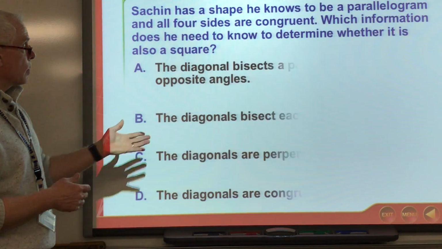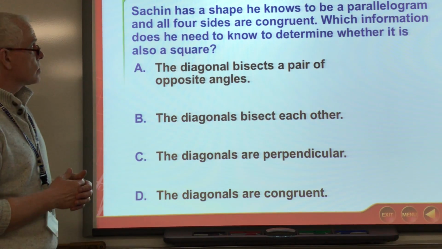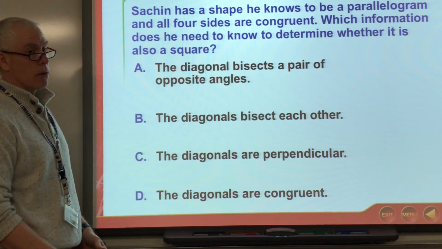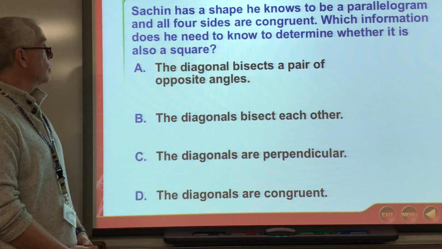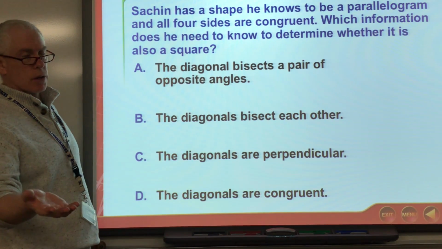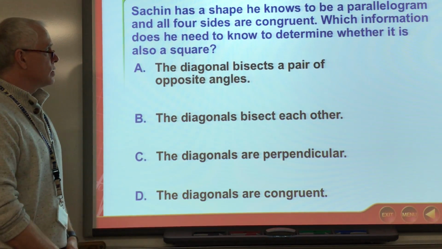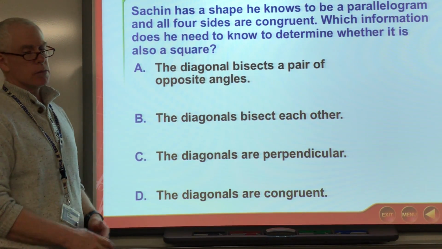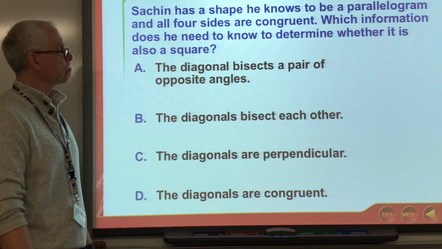Okay? So what about here, you guys? Sachin has a shape he knows to be a parallelogram, so that's good. That takes care of a lot of what we had to prove. And he knows that all 4 sides are congruent. Which information does he need to know to determine whether it's a square? So pause the video, think about that for a second.